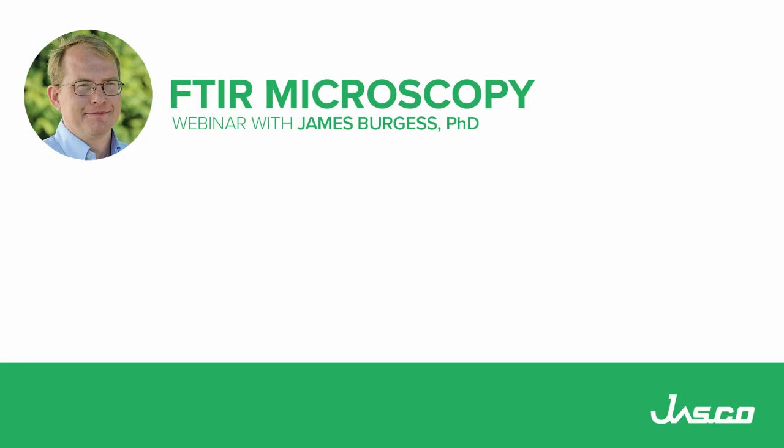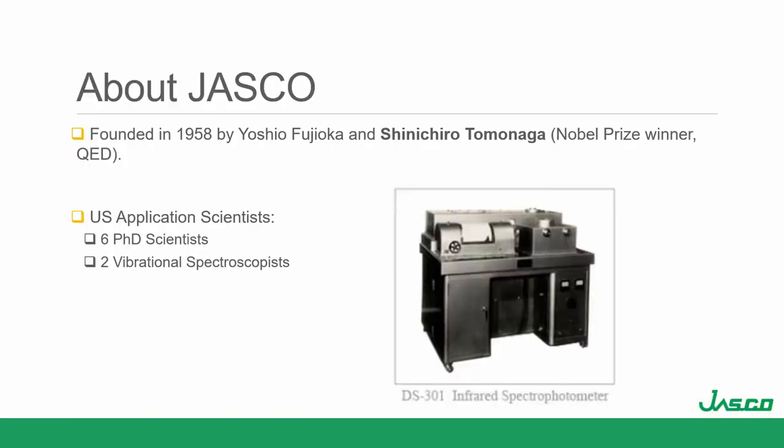A little bit about JASCO. It was founded in 1958 by Fujioka and Tominaga, who actually won the Nobel Prize for quantum electrodynamics alongside Richard Feynman. We have 6 PhD scientists on staff, and 2 of which, Carlos and I, are the vibrational spectroscopists. So we do Raman and FTIR.